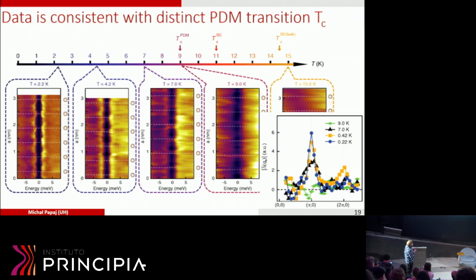So we can see that this modulation, which would correspond to this pair density modulation, is largest at the lowest temperature, but as you increase the temperature, at some point it seems to vanish. And this is 9 Kelvin. As you remember, the superconducting gap disappears at around 12 Kelvin. So it seems like the transition temperature for the appearance of the modulation and for the appearance of the superconducting gap are separate. But we would need more careful data in this particular case.